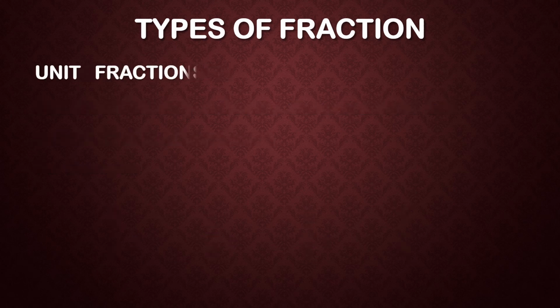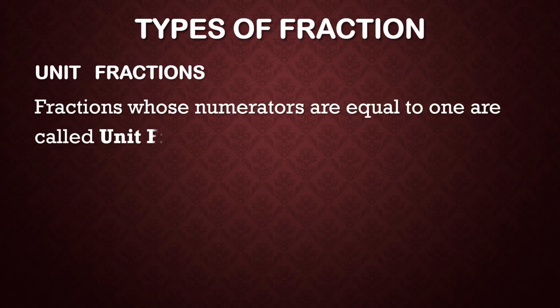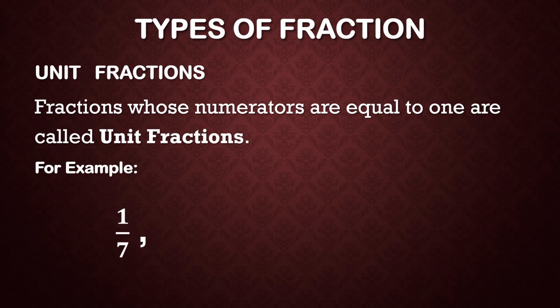Let us study unit fractions. Fractions whose numerators are equal to 1 are called unit fractions. Examples of unit fractions are 1 upon 7, 1 upon 9, 1 upon 3 and 1 upon 2. See, in each case the numerator is equal to 1.